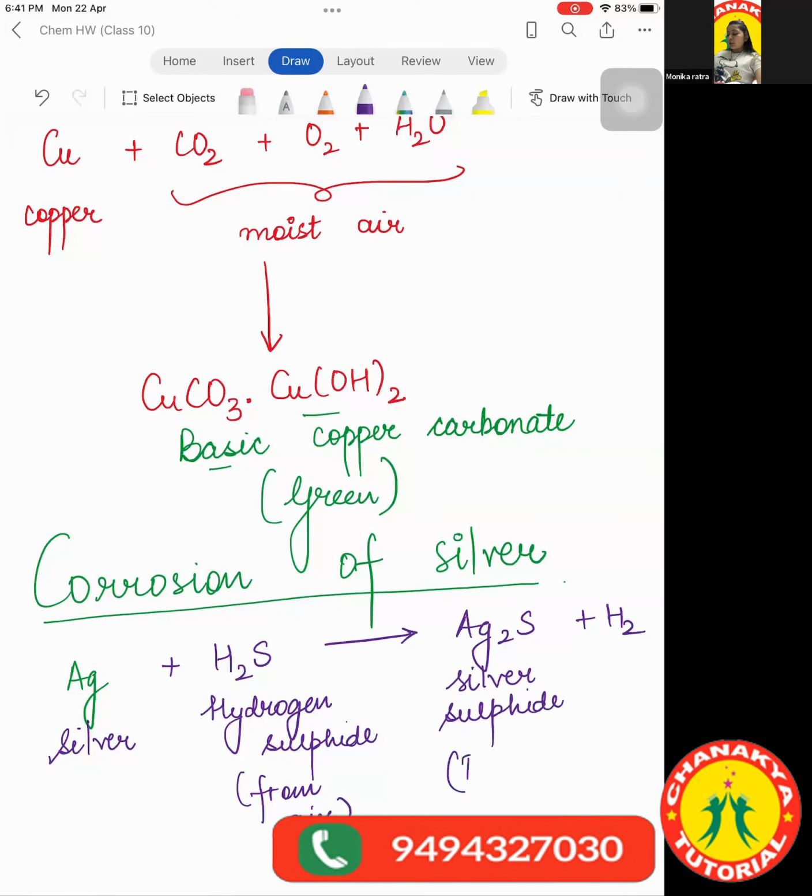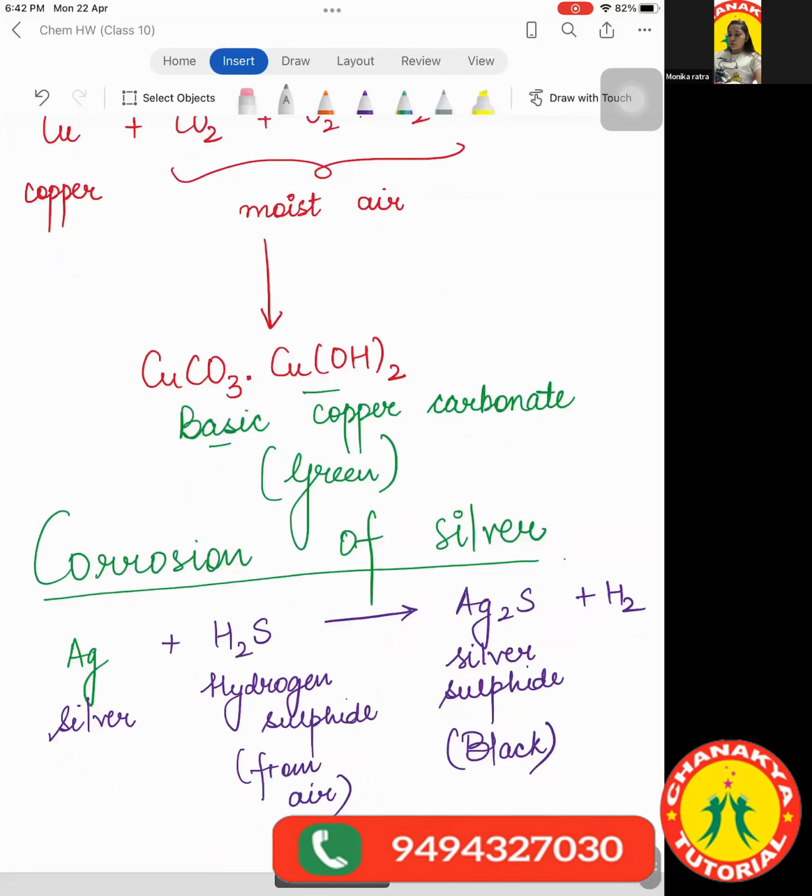The remembering of the color is very important, because questions such as: so and so metal on keeping in air turns into this color, explain why. So you have to know the colors. Only then will you be able to write the reaction. Clear, everyone? Any doubts? These are the three corrosions which we are supposed to study.